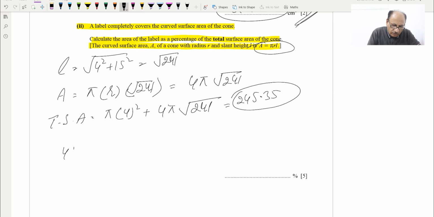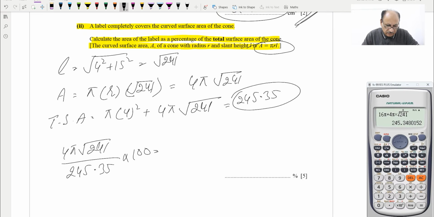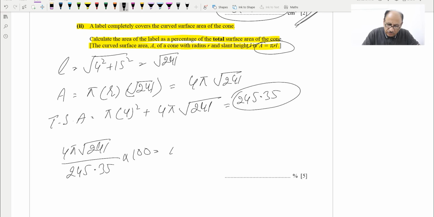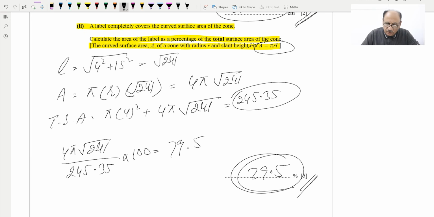So 4 pi under square root of 241 over 245.35 into 100 will be giving us the percentage, and we can write fraction 4 and pi into square root of 241 over this will be answer, and multiply by 100 will give us 79.5. So 79.5% will be answer for 5 marks.